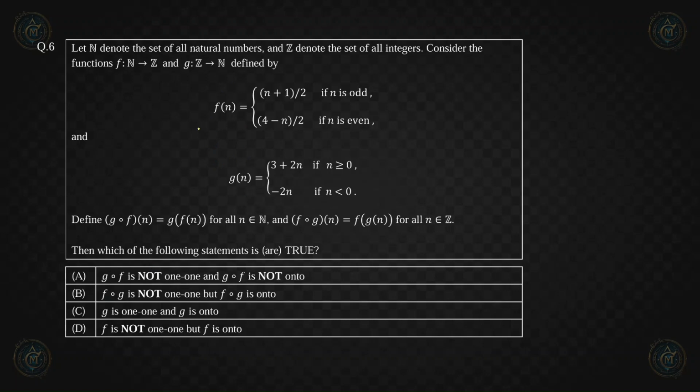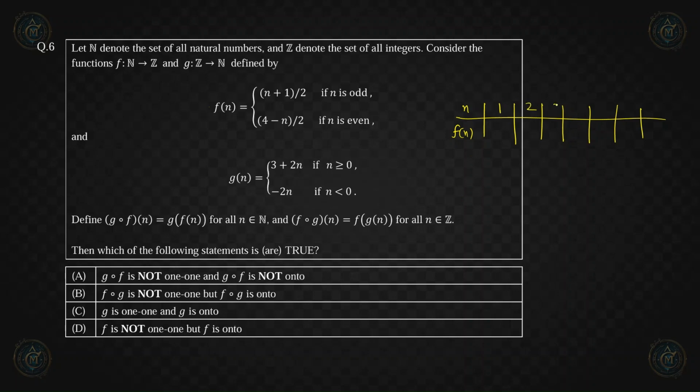Let us check f first. So we are checking option D first: f is not one-one but f is onto. Let us find some values of f(n) for n equal to 1, 2, 3 and so on, to understand the function's behavior. If we draw a table here, let's say we are plotting n versus f(n).